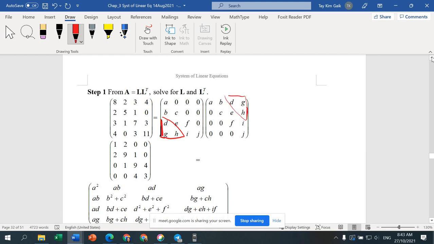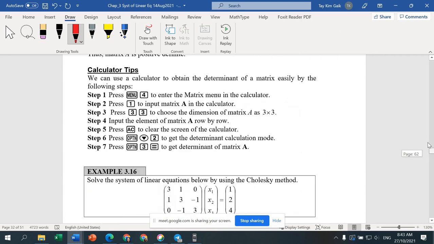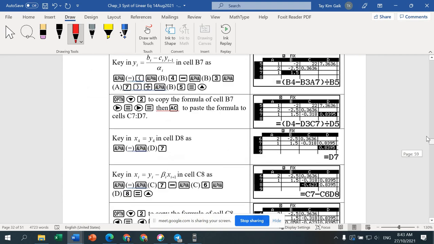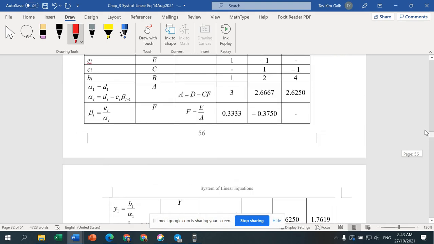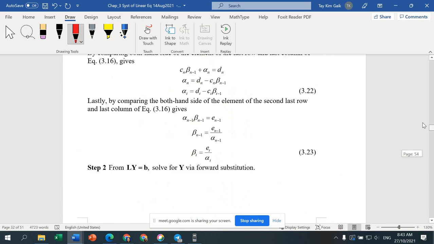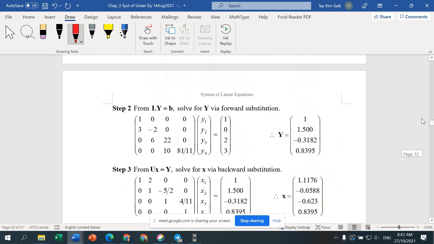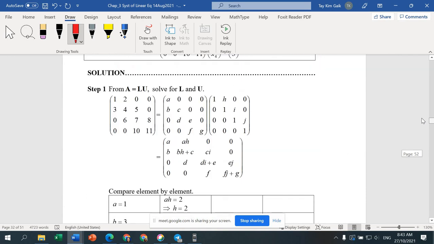Cholesky is actually A equal to LU, where the U is L transpose. The L here, DGH here, is not equal to 0. Because if you make it 0, then you use Thomas. If you use Thomas, the diagonal of the U here is 1. Look at the Thomas. This is Thomas.